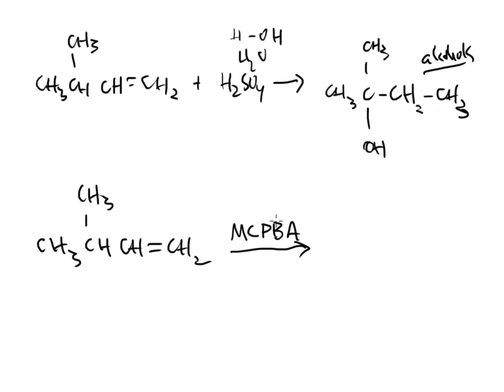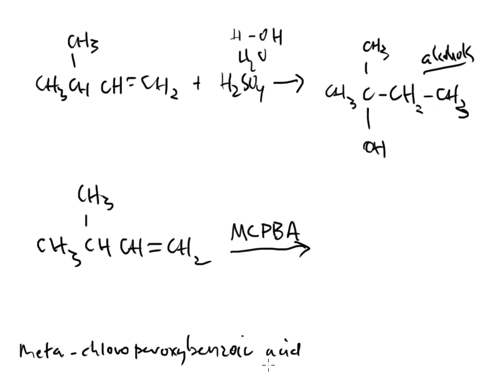Oh, gosh. Look at that abbreviation. That's got to stand for something horrendous. What does MCPBA mean? Okay, well, MCPBA, the M stands for meta. You don't know what that means yet. That's okay. We'll get there. The C stands for chloro. The P stands for peroxy. And the B stands for benzoic. And the A stands for acid.